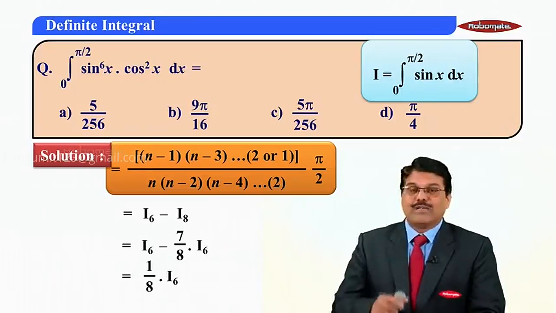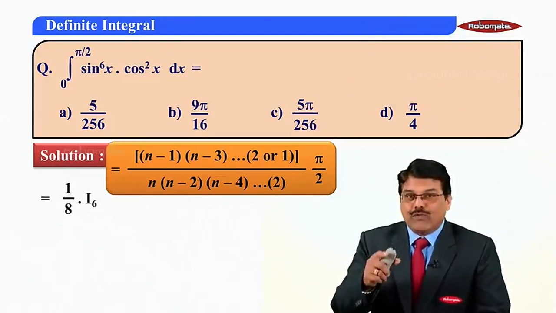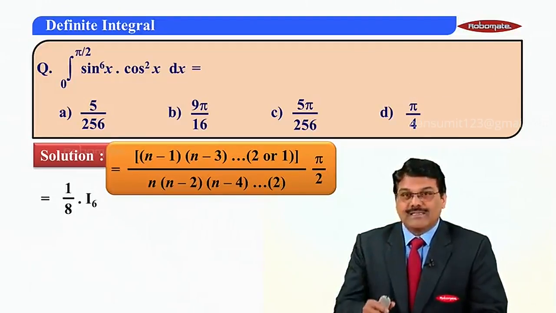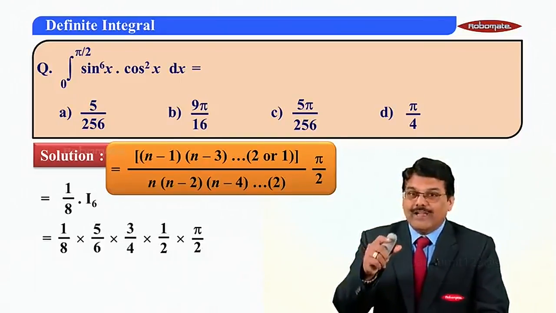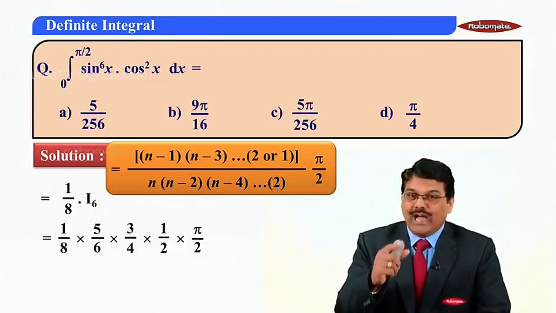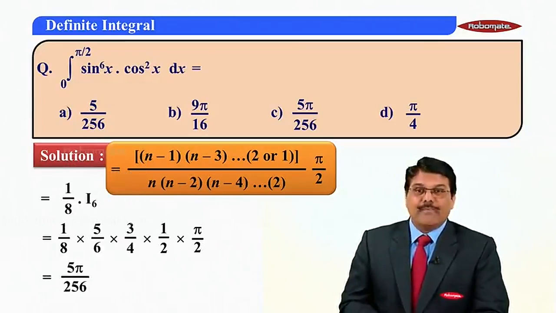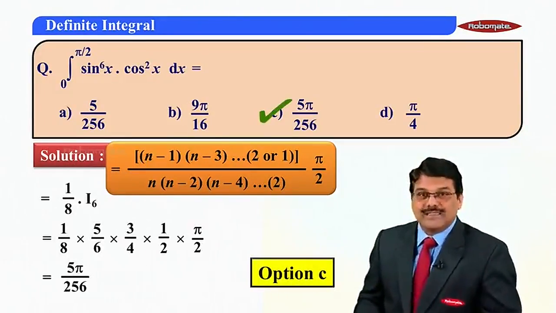Now let us solve that I6. Here 1 by 8 into I6, by using the formula n minus 1 into n minus 3, we can find out the value of I6. That will become 1 by 8 into, here the first term, is it 5 by 6, into second term, that will be 3 by 4 into 1 by 2 and into pi by 2, which on multiplication gives 5 pi upon 256, and that is nothing but your option C, right?